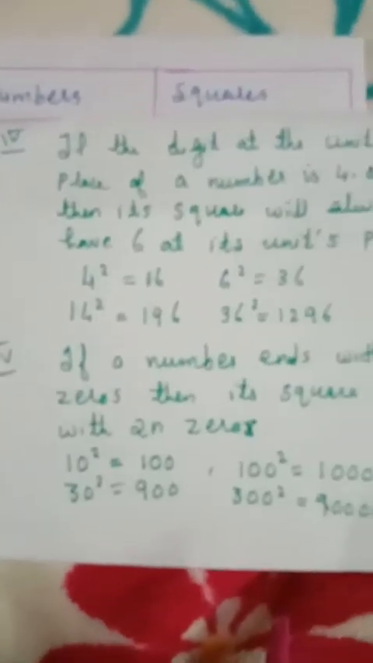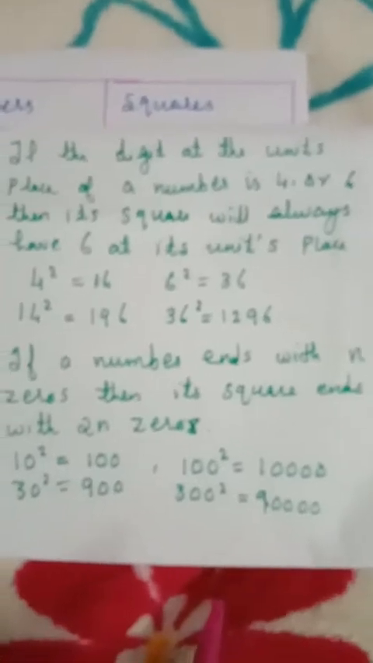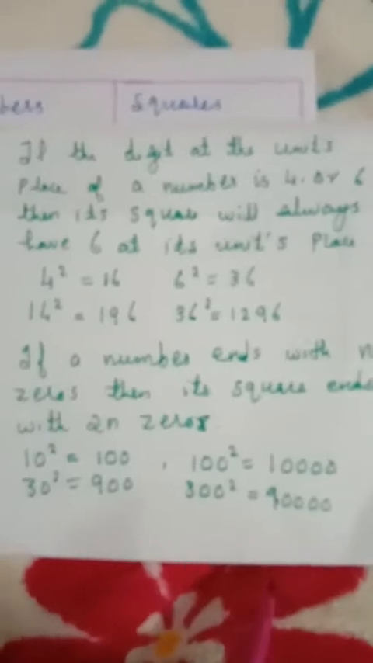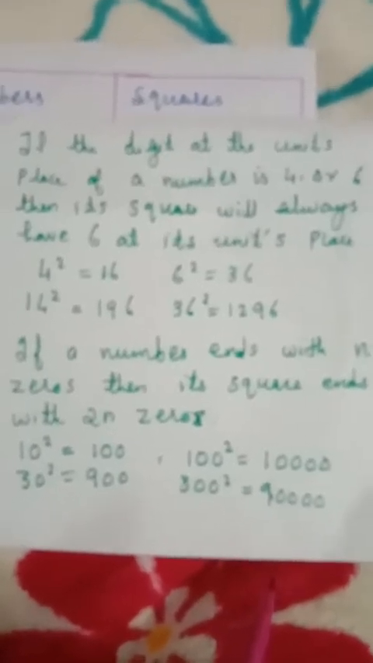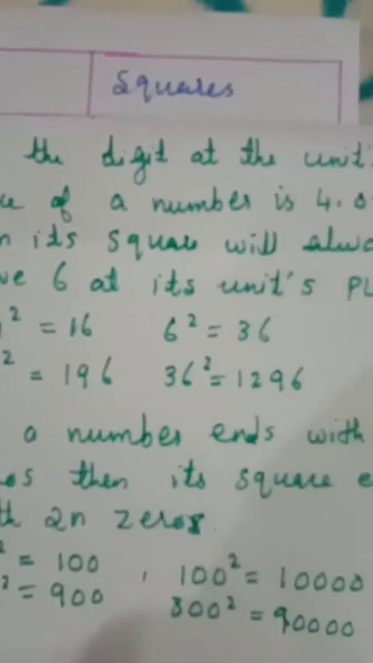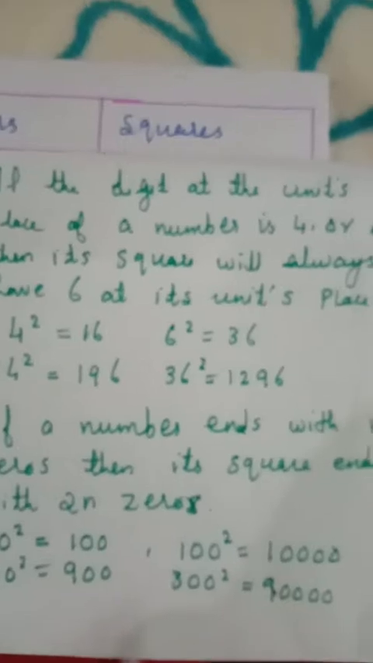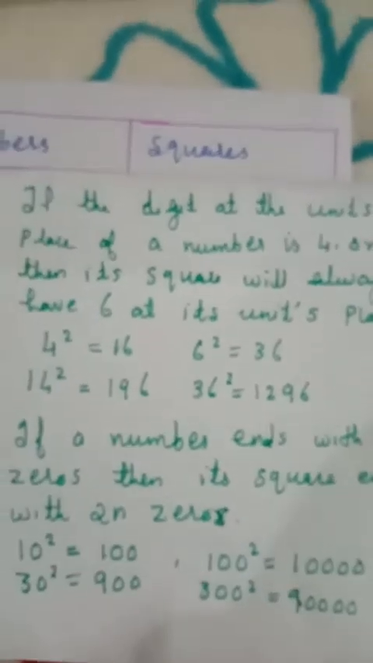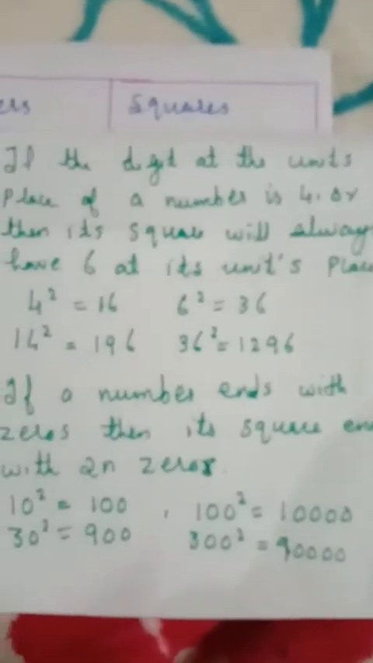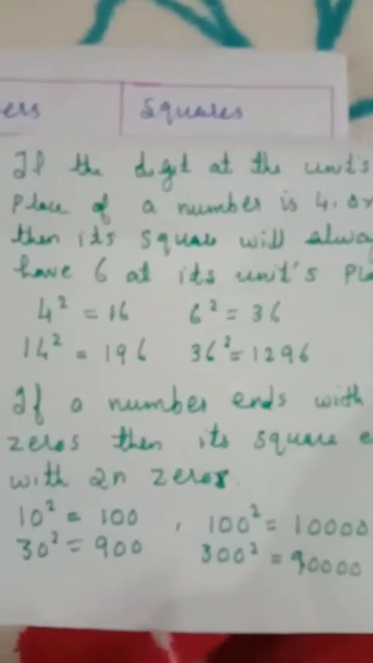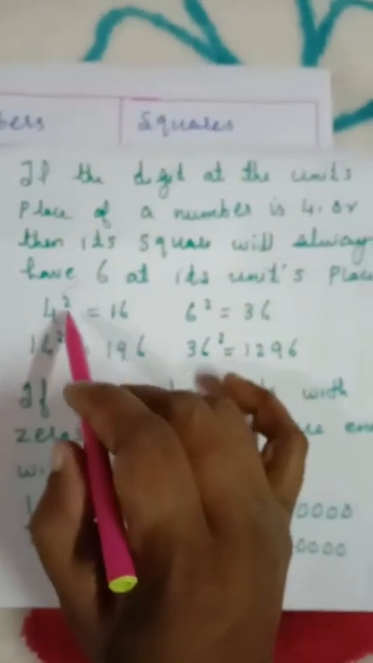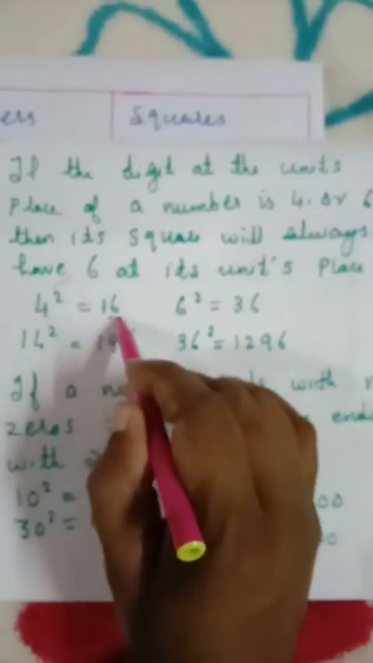Now property number 4. If the digit at the units place of a number is 4 or 6, then its square will always have 6 at its units place. Always the square ends with 6. Example, 4 and 6. 4 square is 16, ending with 6.